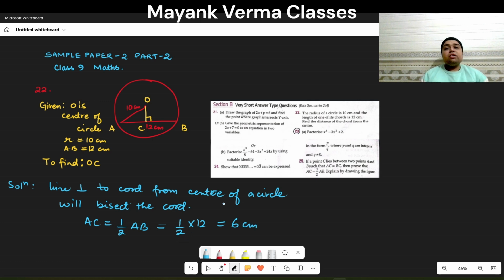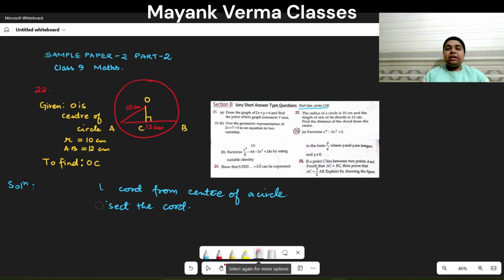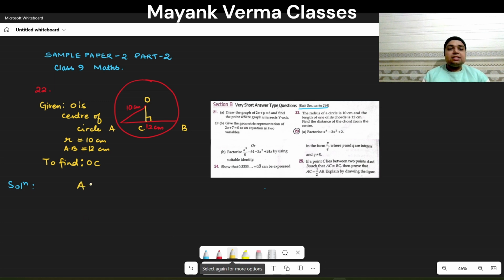Now, why am I saying so? See, each question carries 2 marks. So we sometimes know directly how to find it, but we also need to know how to write the solution. So this is the way to write it in a proper format so that you are able to get good marks in that answer. Okay. So we are able to say that AC is equal to 6 centimeters. Now I am talking about triangle O, A and C, OAC, by using Pythagoras theorem.